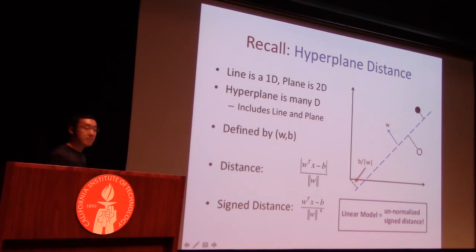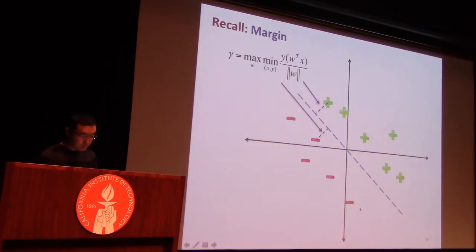And then we often, in machine learning, talk about signed distance. Are you on the positive side or the negative side of the hyperplane? And how far are you from the hyperplane? And our linear model is simply the unnormalized signed distance. This is a recap of what we talked about before.